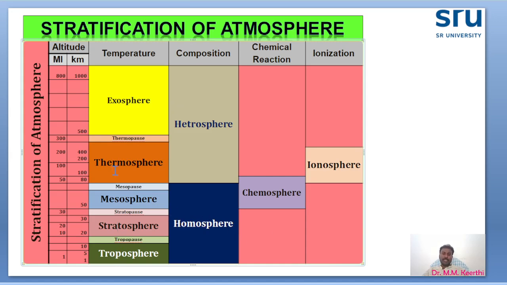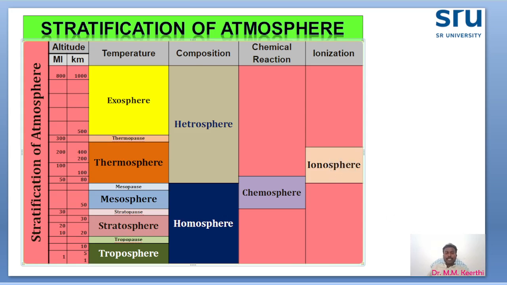The composition of the thermosphere and exosphere is called the heterosphere. The chemical reactions occur in the mesosphere and thermosphere. This combination comes under the chemosphere. And in the thermosphere, an ionization process occurs. That's why, based on the ionization, this sphere is called the ionosphere.